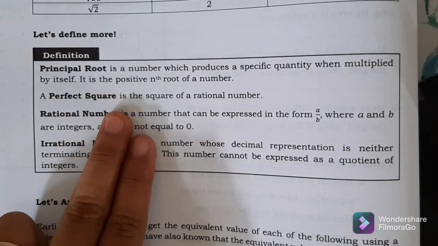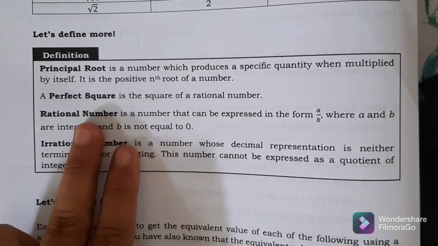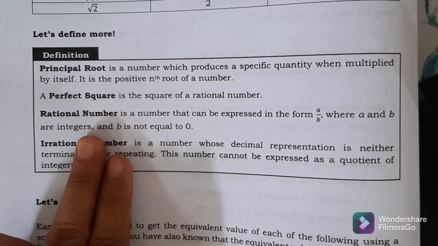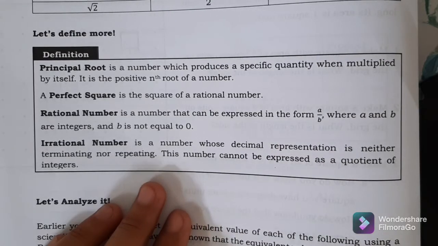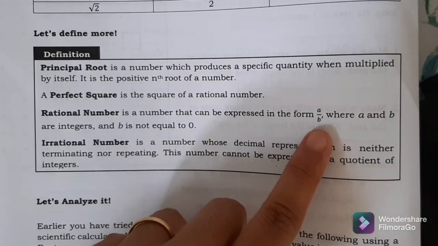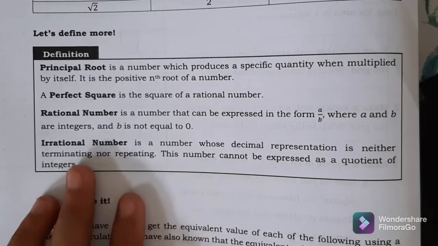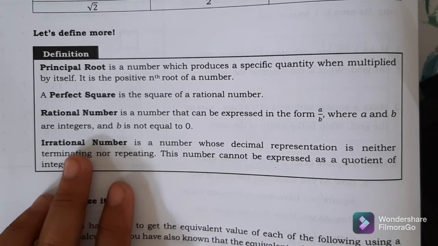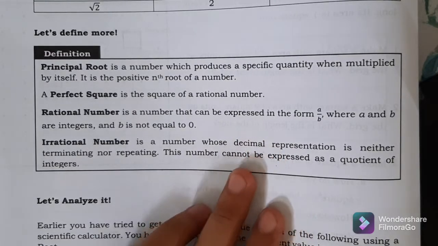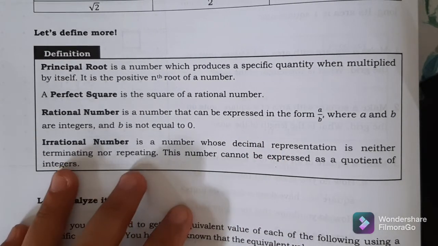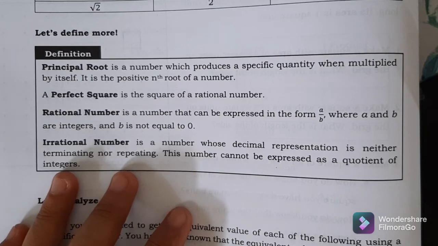A perfect square is the square of a rational number. Again, rational number is a number that can be expressed in the form a over b, where your a and b are integers and your b must not be equal to 0. And when we say irrational number, these are numbers whose decimal representation is neither terminating nor repeating. This number cannot be expressed as a quotient of integers.